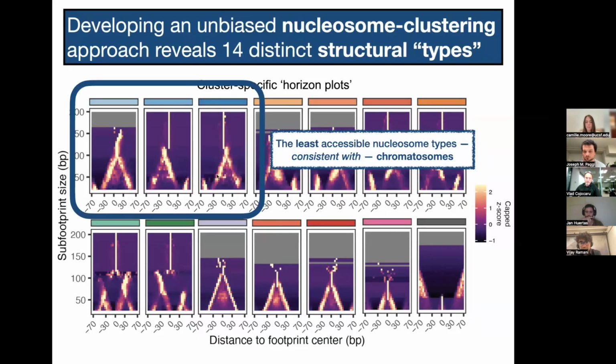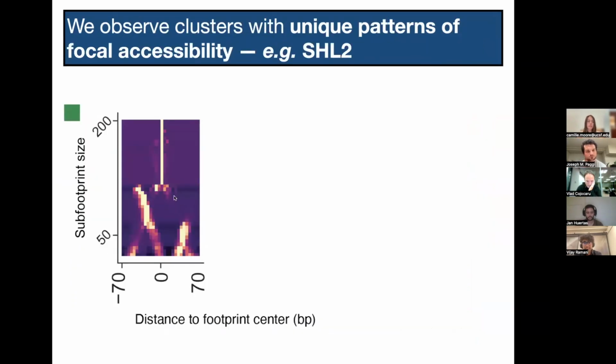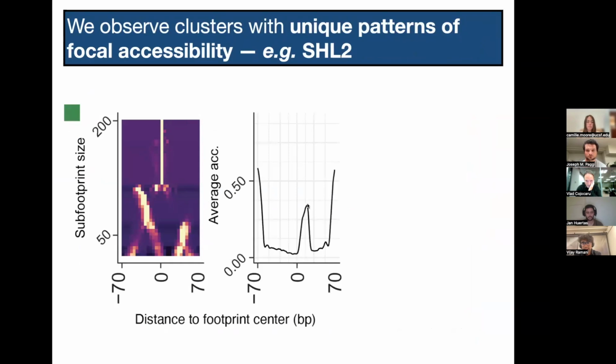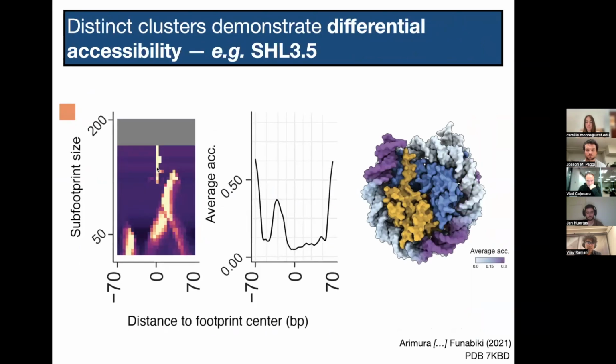We also see these kind of QR codes that look like this. We think these happen to be the least accessible nucleosome types, and we actually think these are consistent with chromatosomes, nucleosomes that are associated with linker histone H1. But then we also had these types, and we were kind of curious what the hell is going on here, right? We can break these horizon plots down into what the accessibility is at the highest transition probability we computed. What we see is focal accessibility at very specific points. This is accessibility right at SHL2, which we thought was very interesting.